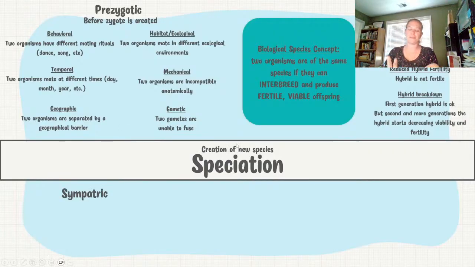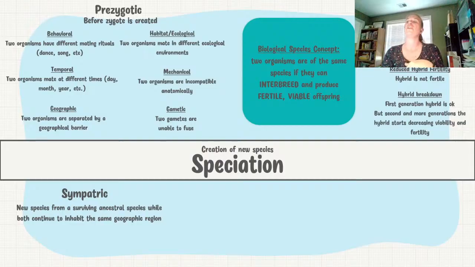So there are two different types of speciation. We have sympatric speciation. The S in sympatric makes us think of same. So we're in the same place, okay? Two species are going to continue to inhabit that same geographical area.